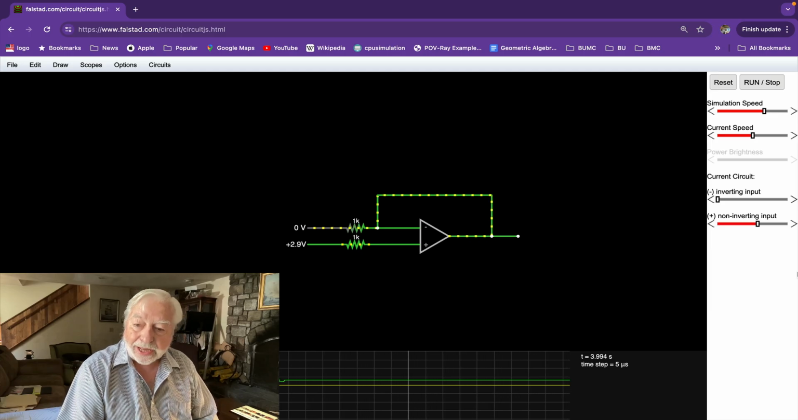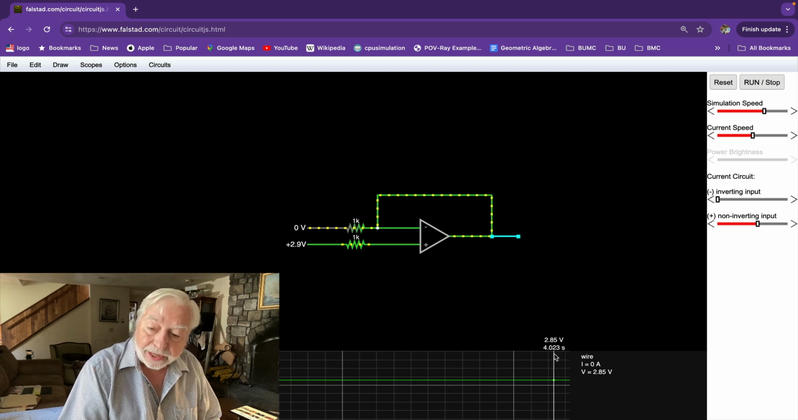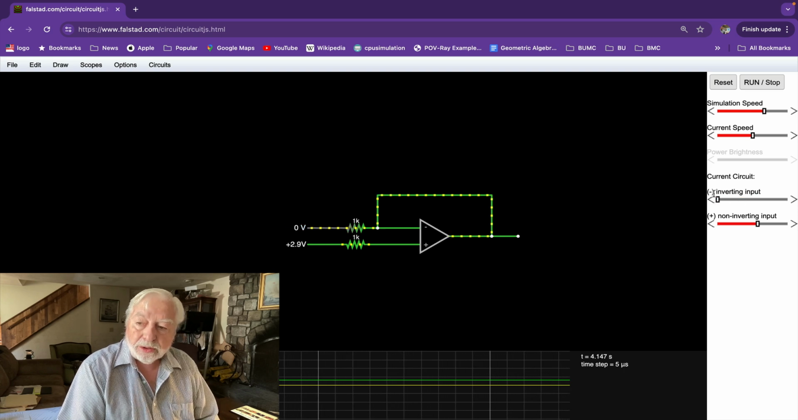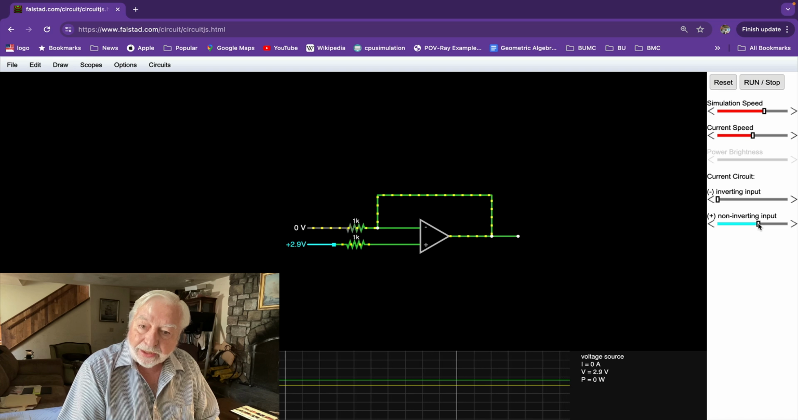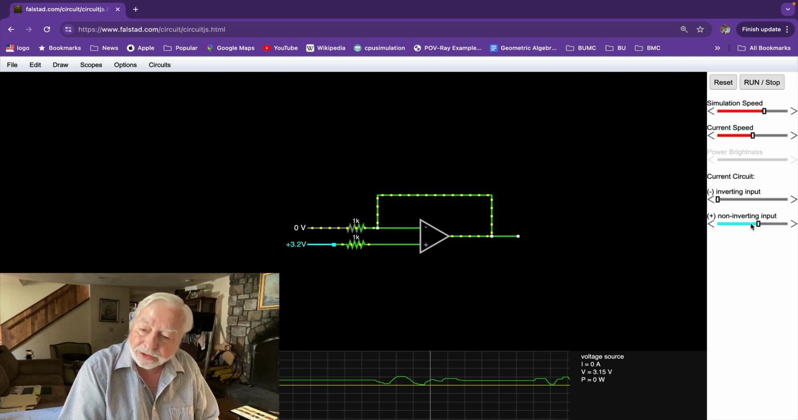Back to Falstad's simulator, I fixed this plot so it no longer rescales automatically. These are 5 volts per division. And we're operating here in regular feedback mode. If I turn the inverting input to 0, then the output is a follower, that it will follow the non-inverting input. So here we see the voltage changing, and here we see the buffered voltage on the output.